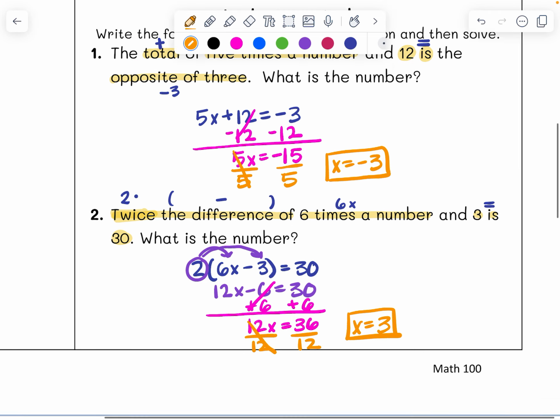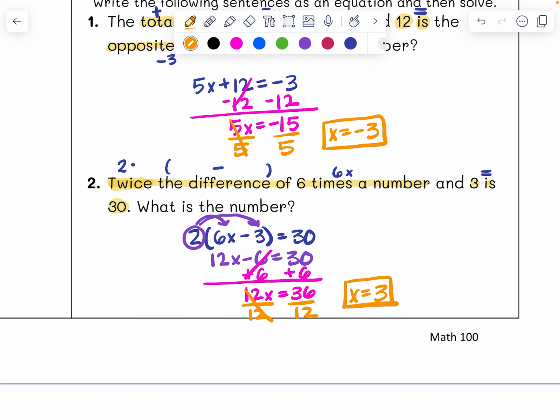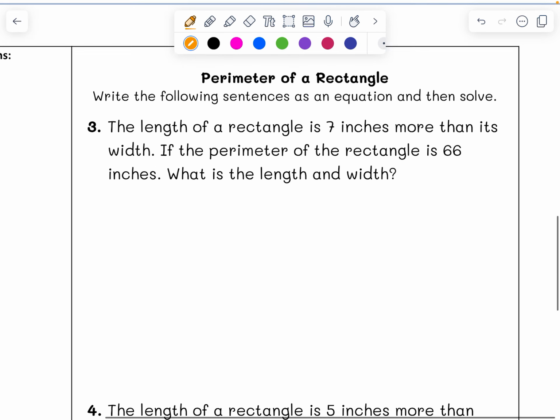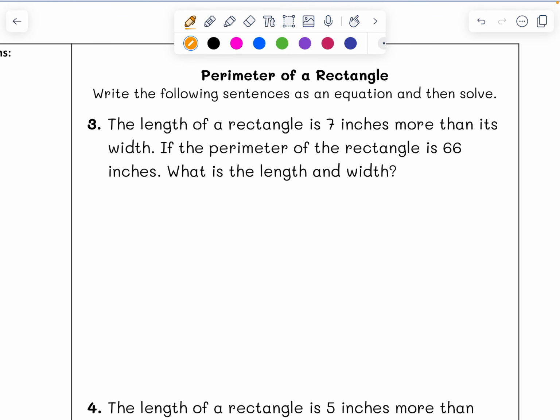So if you tell me x equals 3, you've answered the question. The question was, what is the number? Okay, let's look at perimeter, solving perimeter word problems. The length of a rectangle is 7 inches more than its width. If the perimeter of the rectangle is 66 inches, what is the length and width?